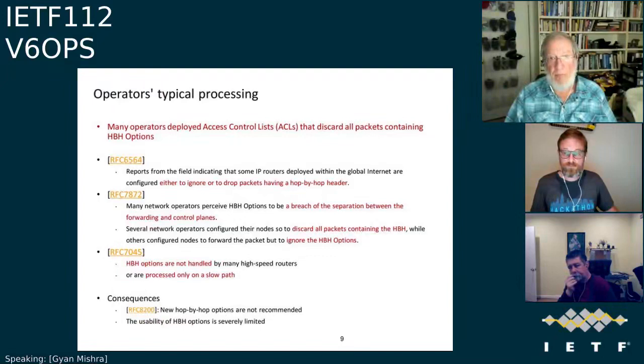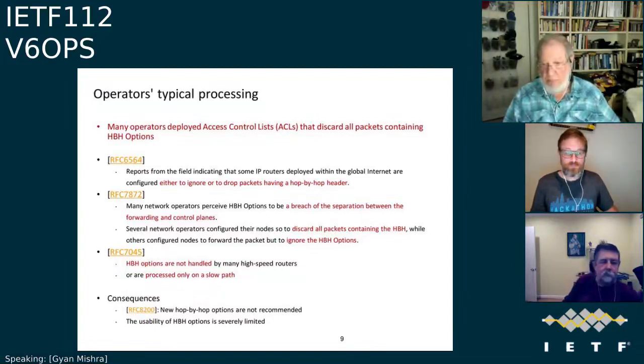RFC 6564 reports from the field indicating that some IP routers deployed in the global internet are configured either to ignore or drop packets having HBH headers. RFC 7872: many network operators perceive HBH options to be a breach of the separation of control and forwarding plane, as I mentioned. Several network operators configure their nodes to discard all packets containing HBH options, which makes it really not viable, and other configured nodes forward packets but ignore HBH options.